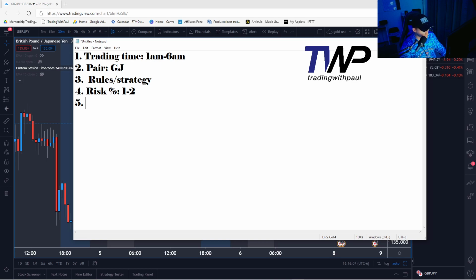And then the last one, also very important, is the number of trades per day or session. So if you're trading 1 session, maybe just do 1 trade a day. If you're trading 2 sessions, maybe do 1 trade total. You can take 1 in that first session or 1 in the second session, or you can do 1 each session. Kind of depends on what you're doing. For me, it's 1 a day.